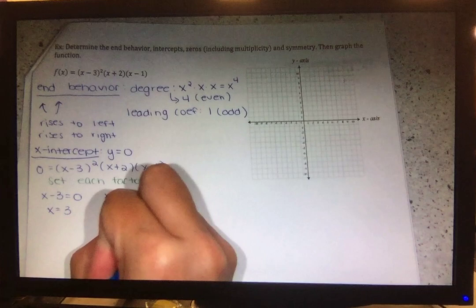All right, so now our y-intercept, which is easier. We know our x value is 0. So f of 0 equals 0 minus 3 squared times 0 plus 2 times 0 minus 1. So negative 18? Yeah. So 0, negative 18 is that point. So we can just pretend it's somewhere down here.